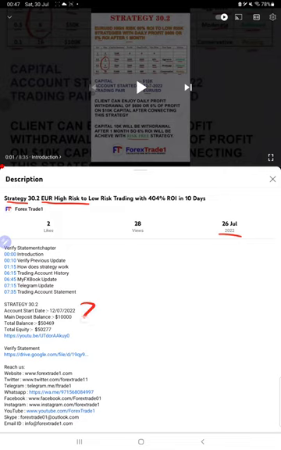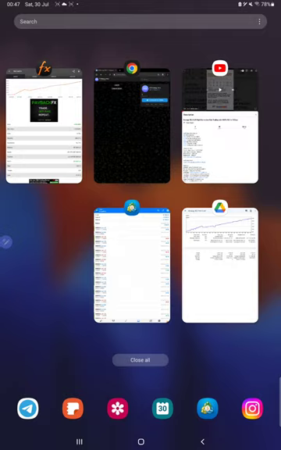As you know, in the YouTube description you can get the strategy details, profit update, and trading account statement to verify. So make sure you check the description.